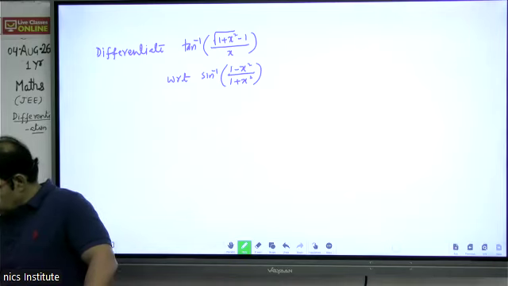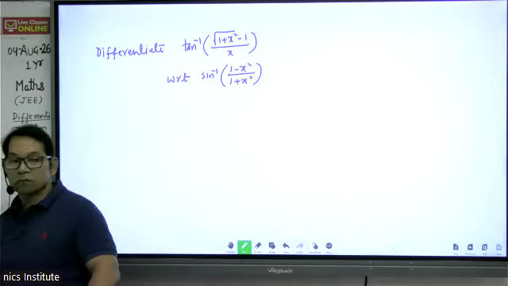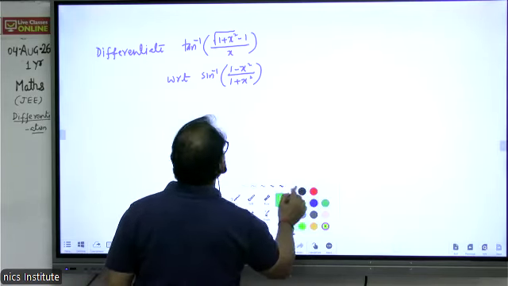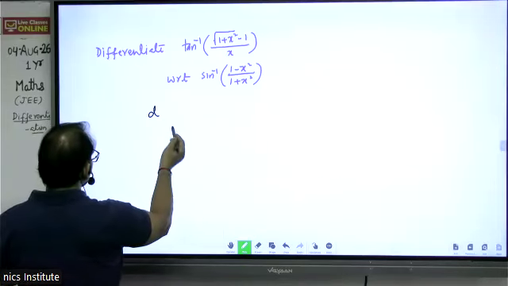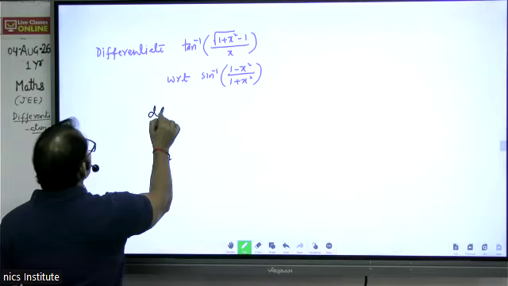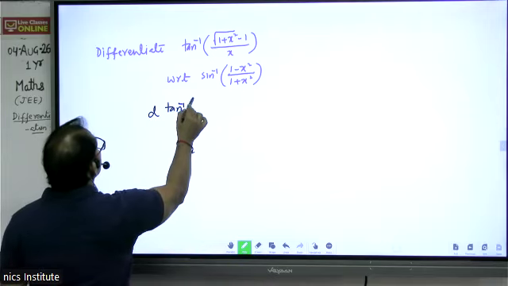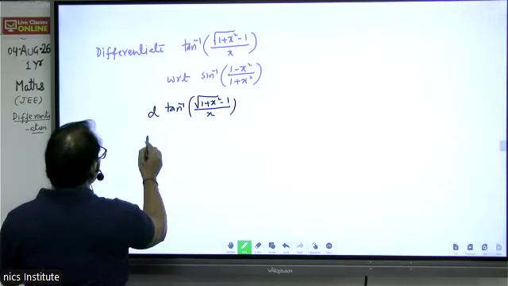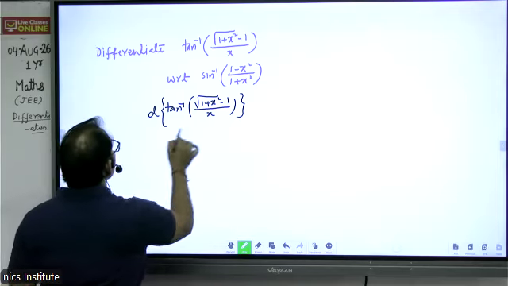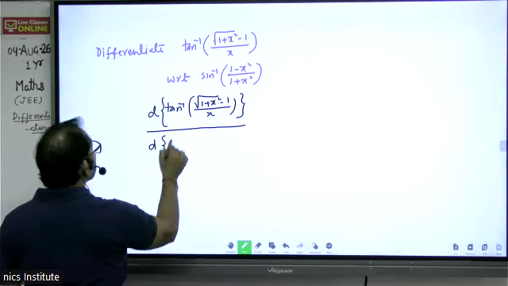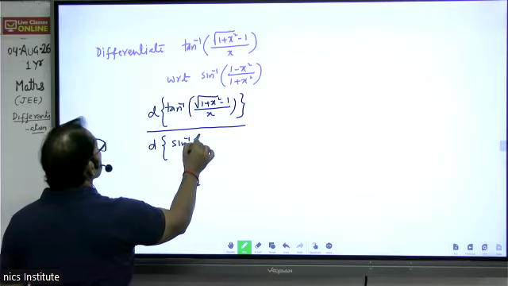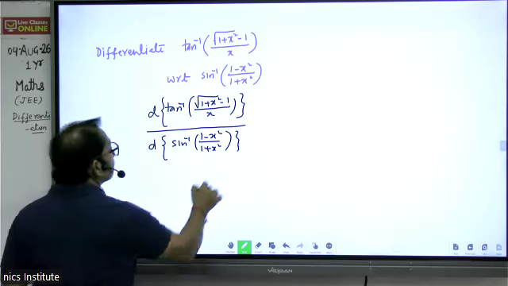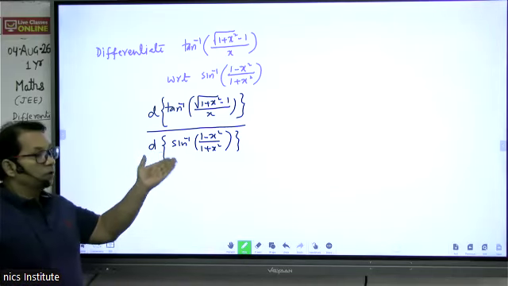Sir, when we say that one function has to be differentiated with respect to another function, what does that mean? It's a normal differentiation, but when we differentiate with respect to x, suppose you want to differentiate tan inverse of this with respect to x, then you will do d by dx. But since you're differentiating this with respect to not x but this function, we'll write it like this. This is basically differentiating this function with respect to this function.